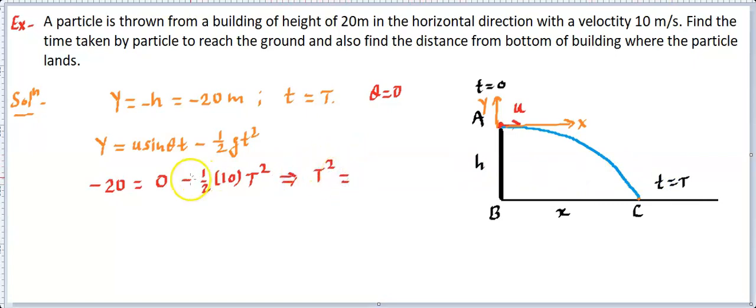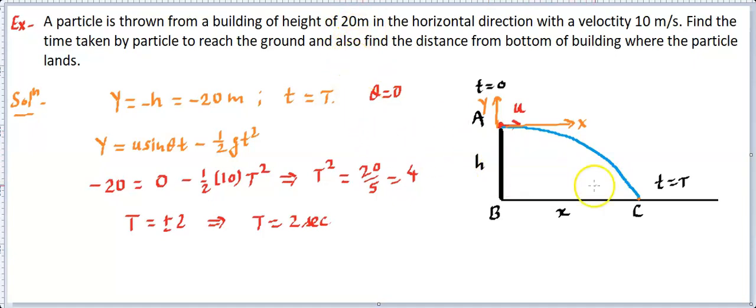T square is equal to minus, and minus get cancelled out because t square has to be a positive number. So this will come 5, so 20 by 5, that becomes 4. So from here we can find the t value is going to be plus minus 2. Of course negative time is not acceptable, so t is equal to 2 seconds. So after 2 seconds you'll find this particle will land on the ground if it is being thrown at a height of 20 meters. Makes sense?